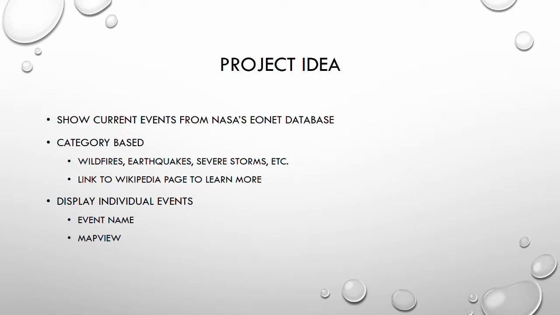Once you click on a category in the table view, it'll bring you to a screen that shows you the description for the category and has two buttons. One links you to the Wikipedia page where you can learn more, or it will go into another table view where it'll show you events that are currently happening in that category. After you get all the events for a category, it will display individual events in a table view. You can then click on those in order to get the event name, the event ID, and a map view.